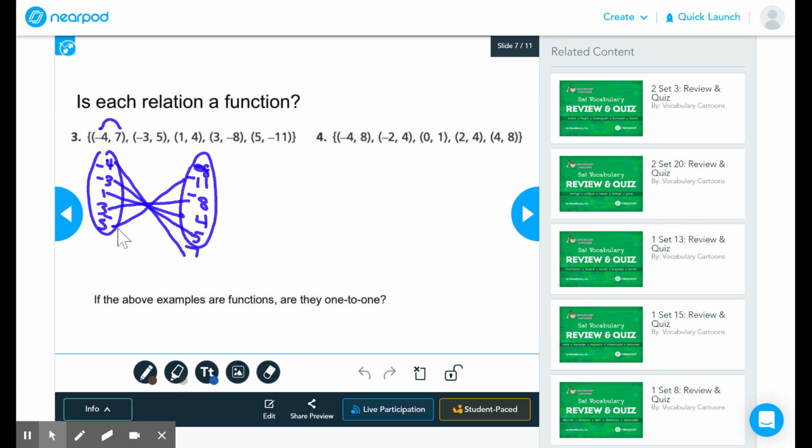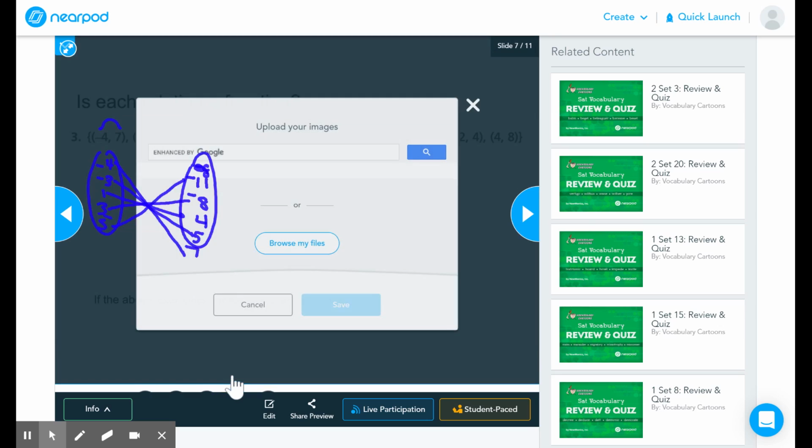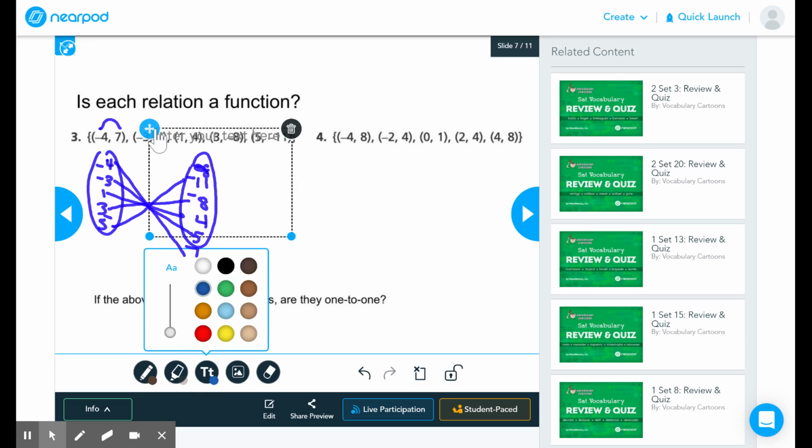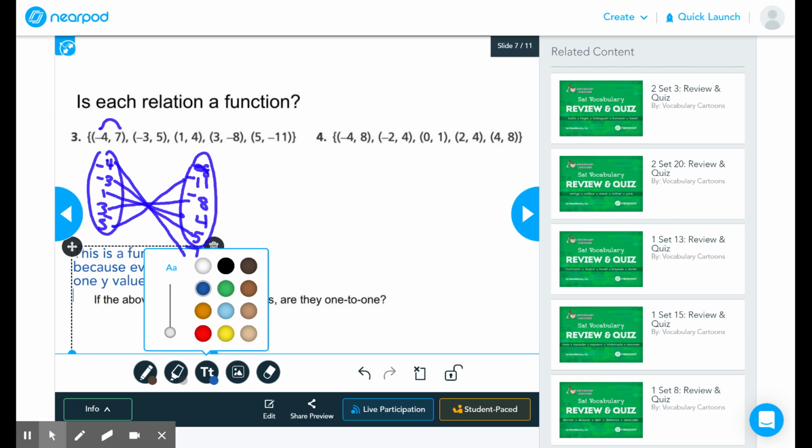So this one, sorry guys. So this is a function because every x has one y. And this is 1 to 1 because no y values are shared. So every y value has one line.